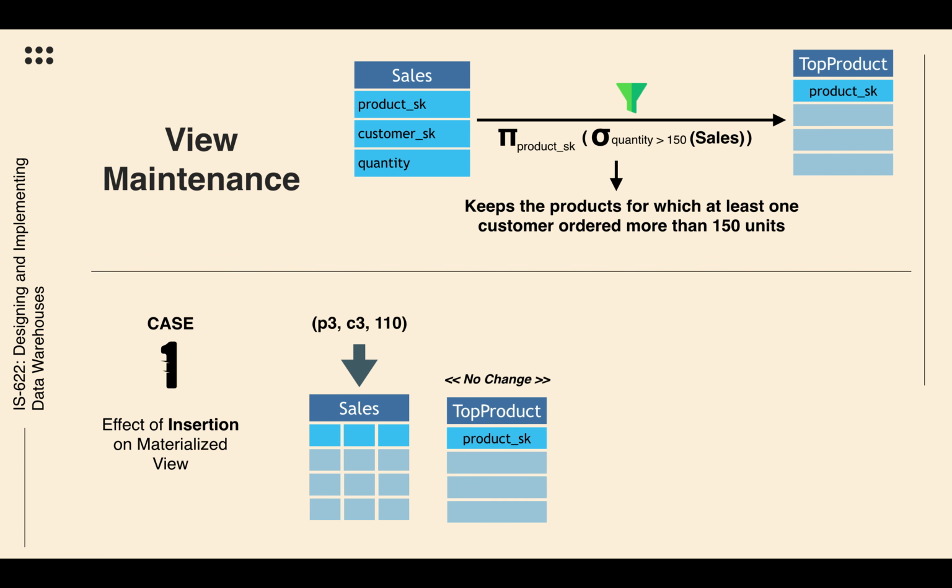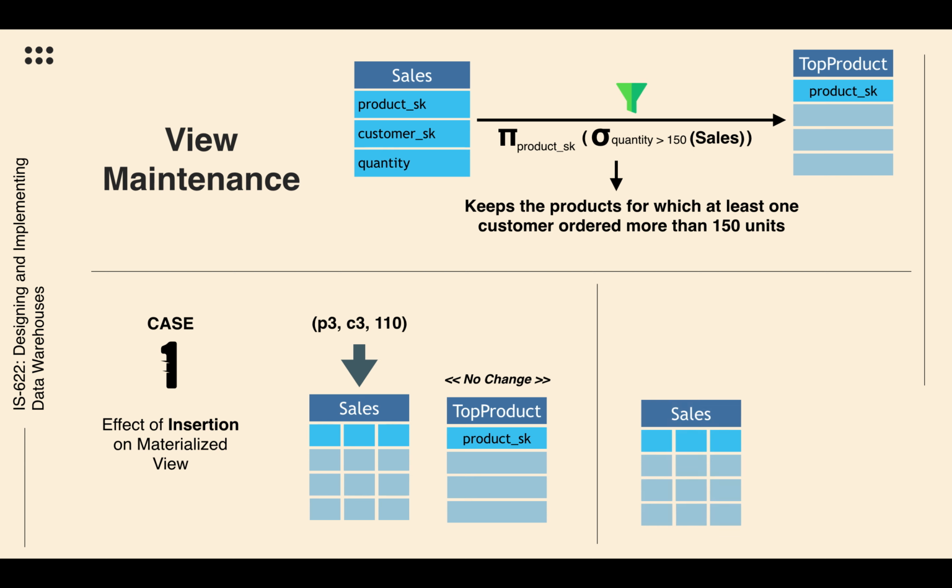So if you look at it, I'm not going to change anything in my top product, because you see the quantity that is being added is only 110, right? So 110 is less than 150. So I'm not going to add it. I'm not going to change anything in my view. My view remains the same.